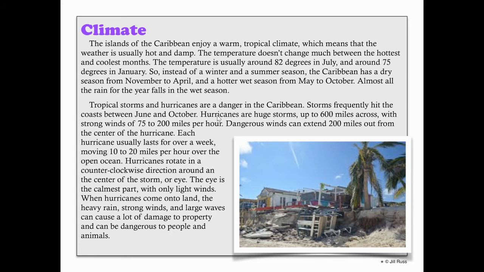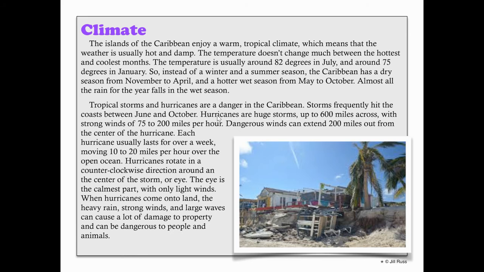Instead of a winter and a summer season, the Caribbean has a dry season from November to April when it doesn't rain as much, and a hotter, wet season from May to October. Almost all the rain for the whole year falls in the wet season. Tropical storms and hurricanes are a danger in the Caribbean. Hint, hint. Storms frequently hit the coast between June and October.